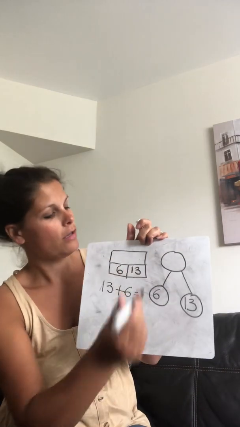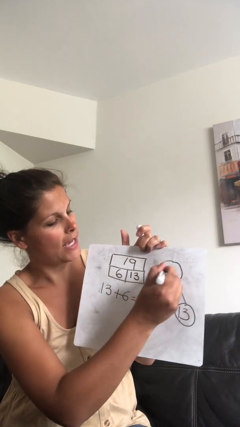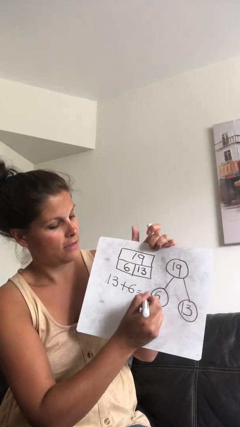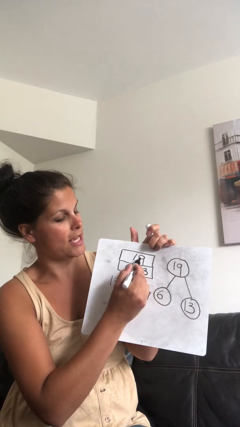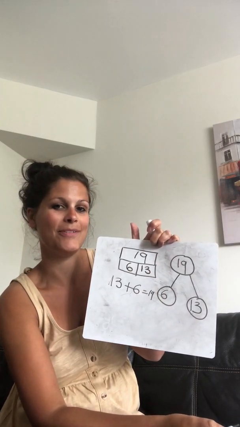So here is my answer. 6 and 13 is 19. Well done, everybody. Let's have a go at one more. I'm going to rub my board off and read you the next question.